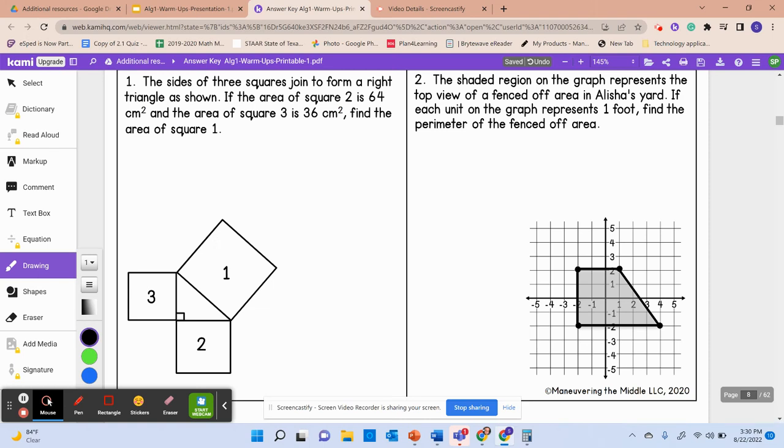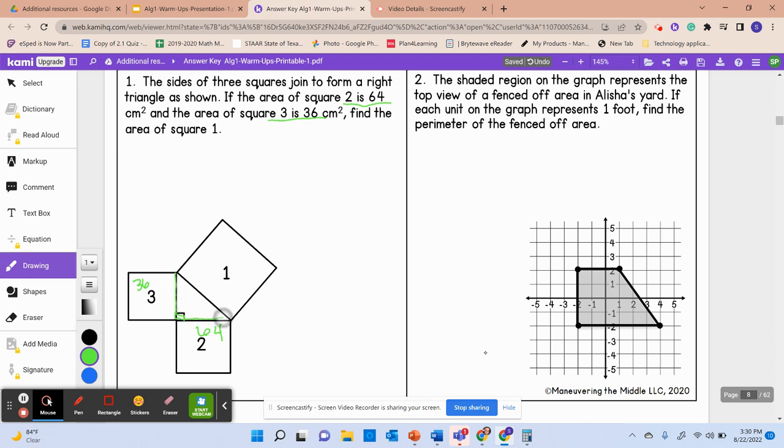This is warm-up number 11. Let's focus on problem number 1. The sides of 3 squares join together to form a right triangle, as shown. If the area of square 2 is 64 centimeters squared, and the area of square 3 is 36 centimeters squared, find the area of square 1.